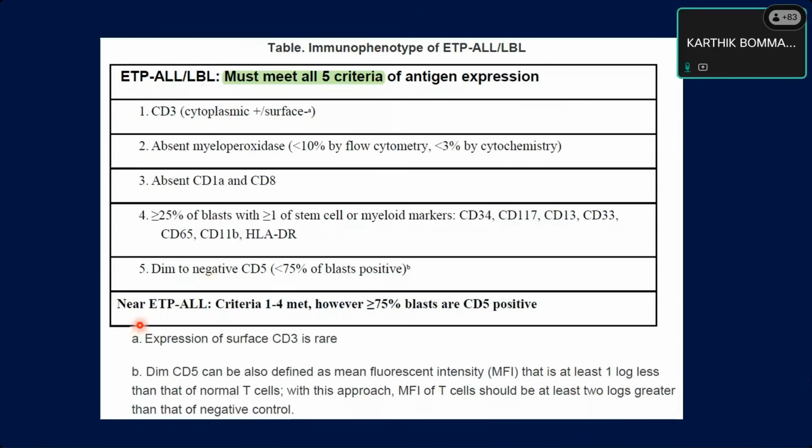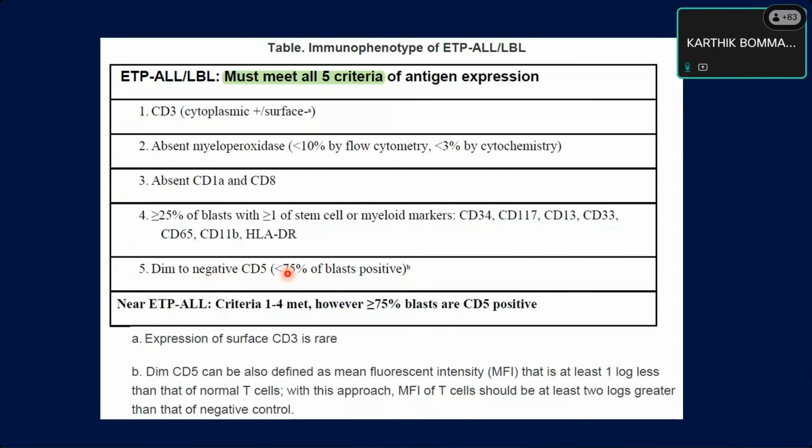Near-ETP is the one which fulfills all criteria 1, 2, 3, 4 except criterion 5, where blasts express moderate levels of CD5. So if CD5 expression is moderate, it is near-ETP. If CD5 expression is negative to dim, it is ETP-ALL. Clear?